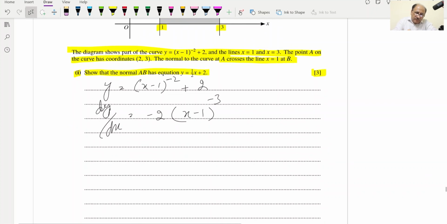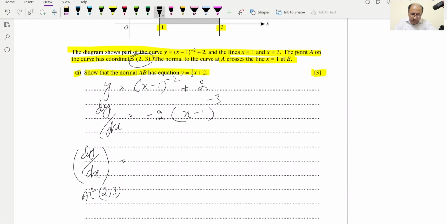Now the derivative at (2, 3), so we write dy by dx at (2, 3). At this point it will be equal to minus 2, with x value 2 minus 1 whole raised to minus 3, and this will be equal to minus 2. So the gradient m of the tangent is equal to minus 2. So the gradient of the normal will be equal to 1 by 2.